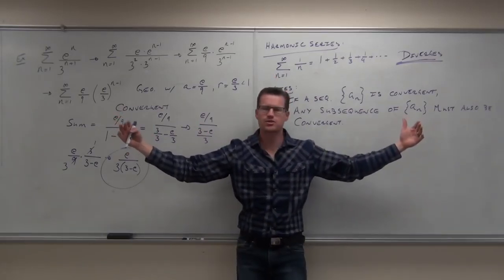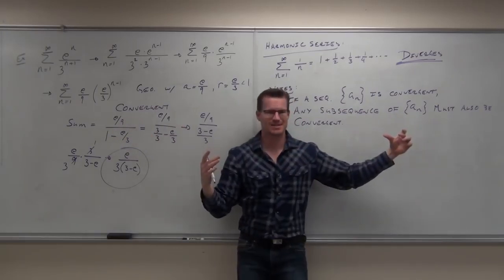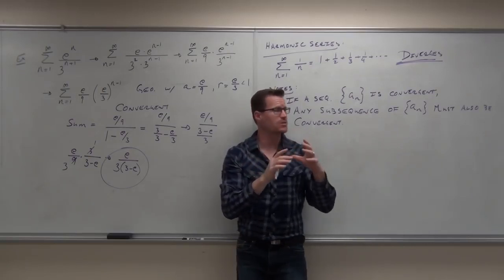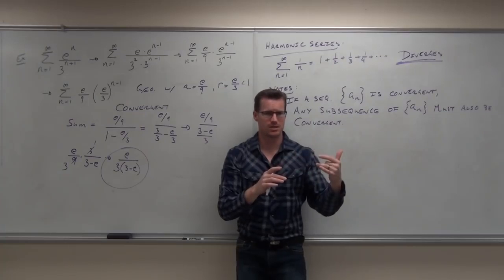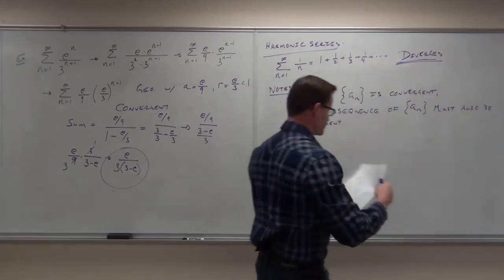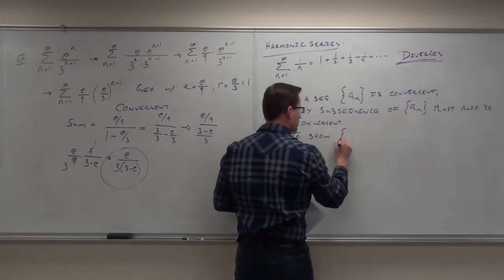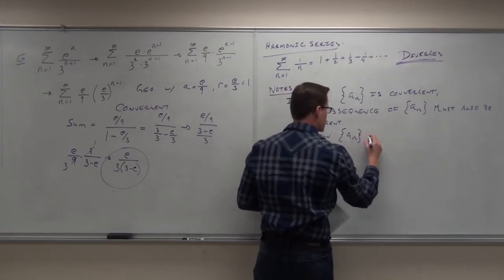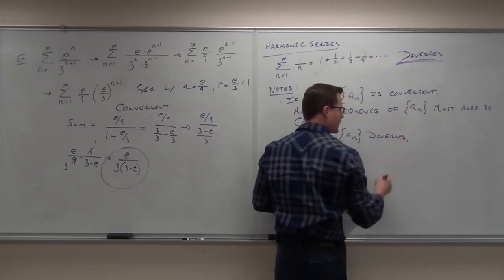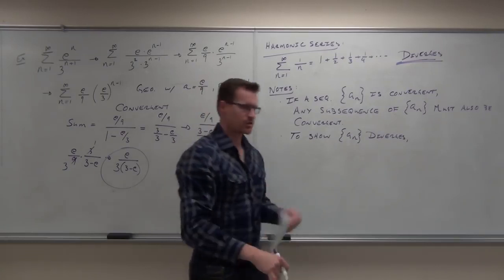It has to be divergent. There's no way for a little part to be divergent and then come back and say, oh, but the rest is convergent. That doesn't make sense. Okay? So if a subsequence is divergent, the whole sequence is divergent. So, to show that a sequence diverges, it is enough to show that a subsequence diverges.